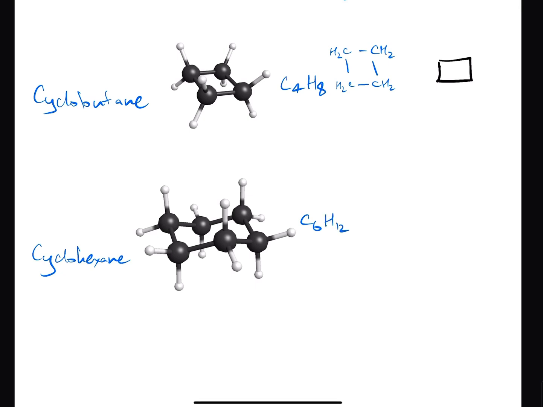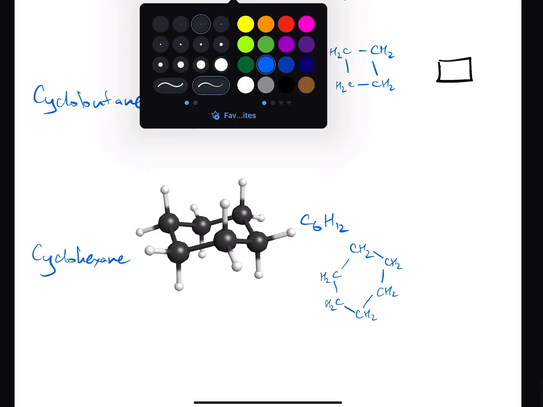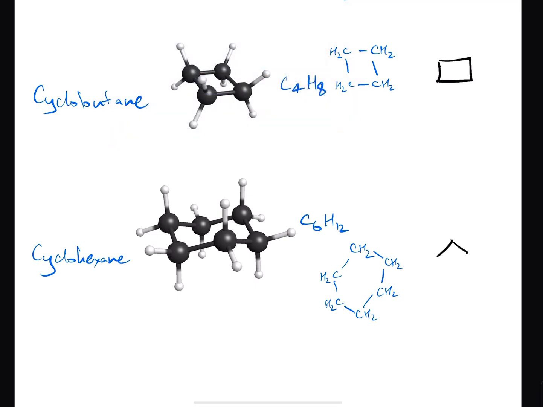Okay. Here is a possible condensed structural representation. Okay, it's a bit skew-if. And here is a, let's try and make this a little more elegant. There we go. There is a skeletal representation of cyclohexane.